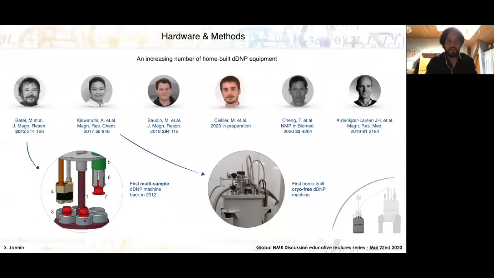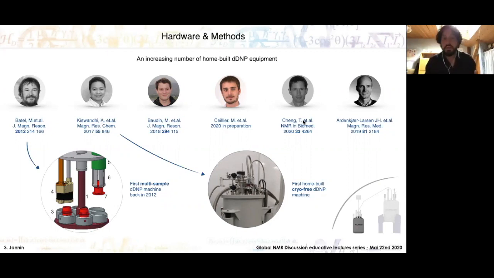In addition to that, there are actually many equipments that have been home built. Starting, for example, from the one of Matthias Ernst at the ETH, which is noticeable because it was, I think, the first one that had a multi-sample feature. So this was back in 2012, and they already had 6 samples that would polarize and be dissolved in the machine. In 2017, I think this is the first home-built cryo-free dissolution DNP machine. There was the SpinLab, but this was the first cryo-free dissolution DNP machine home-built by Lloyd Lumata.